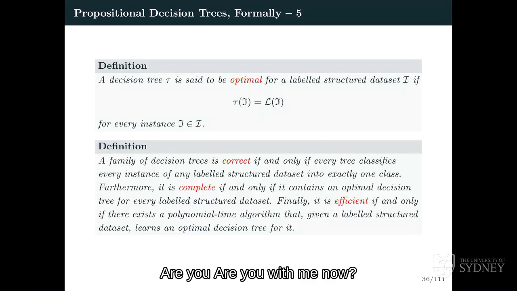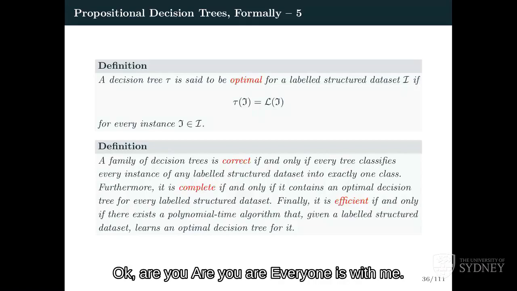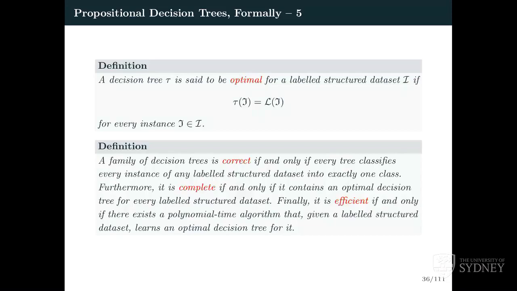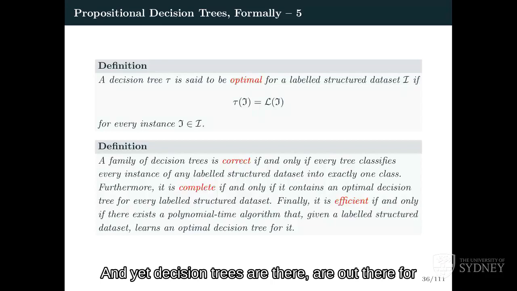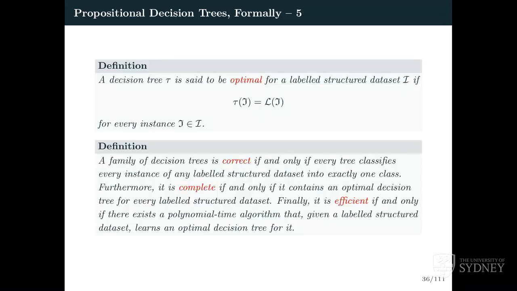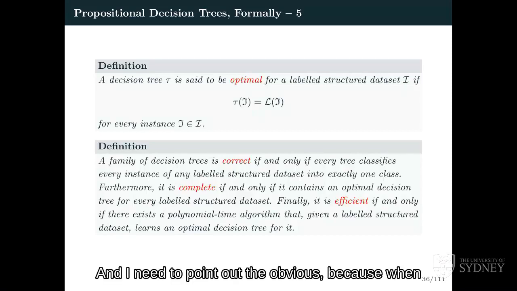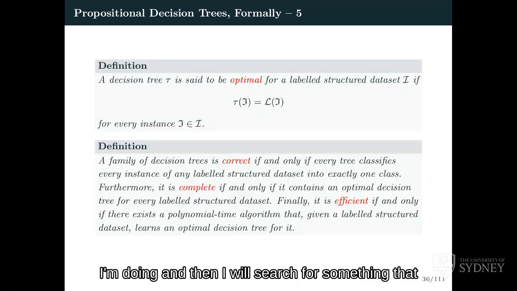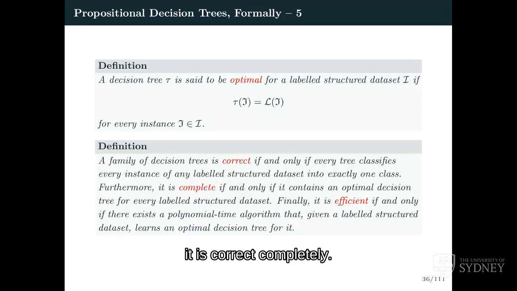Are you with me now? Okay, everyone is with me here. Did anyone know about this definition before? And yet, decision trees are out there for what, 60 years, 50 years. I'm not inventing anything here. I'm just pointing out the obvious, okay? And I need to point out the obvious because when I want to introduce a new kind of decision tree, I want to know what I'm doing. And then I will search for something that is completely correct.